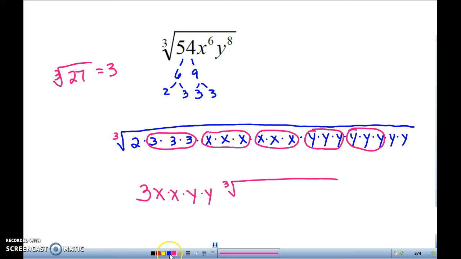And everything that didn't get circled has to stay under the radical sign. So I have a 2. My x's all came out, but I have these 2 guys over here. So y squared.